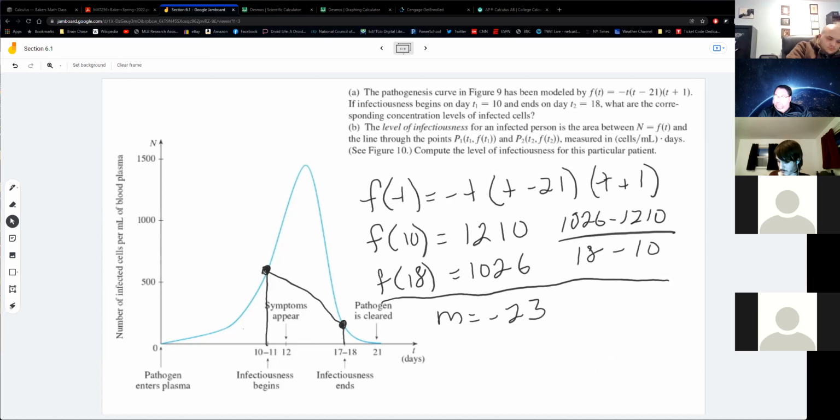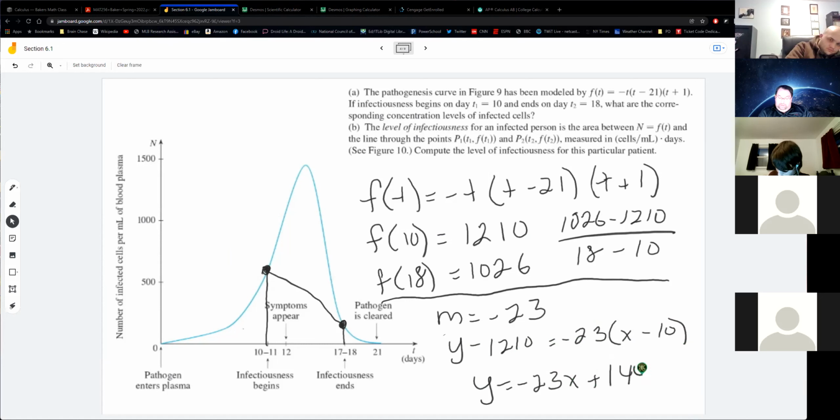And then I can use the point slope equation to make my life a little bit easier. So we'll use y minus 1210 equals negative 23 times x minus 10. So we get my equation is negative 23x plus 1440.